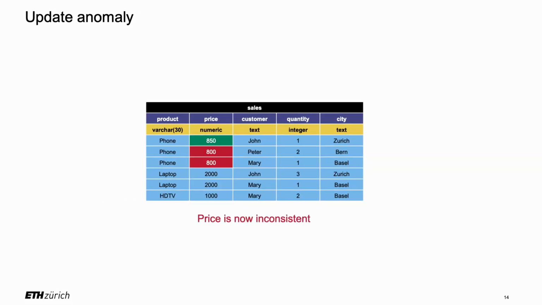Okay, so that's an update anomaly, right? So you now have an inconsistent price for the phone. So if you want to sell a new phone, then you don't even know if it's 850 or 800.